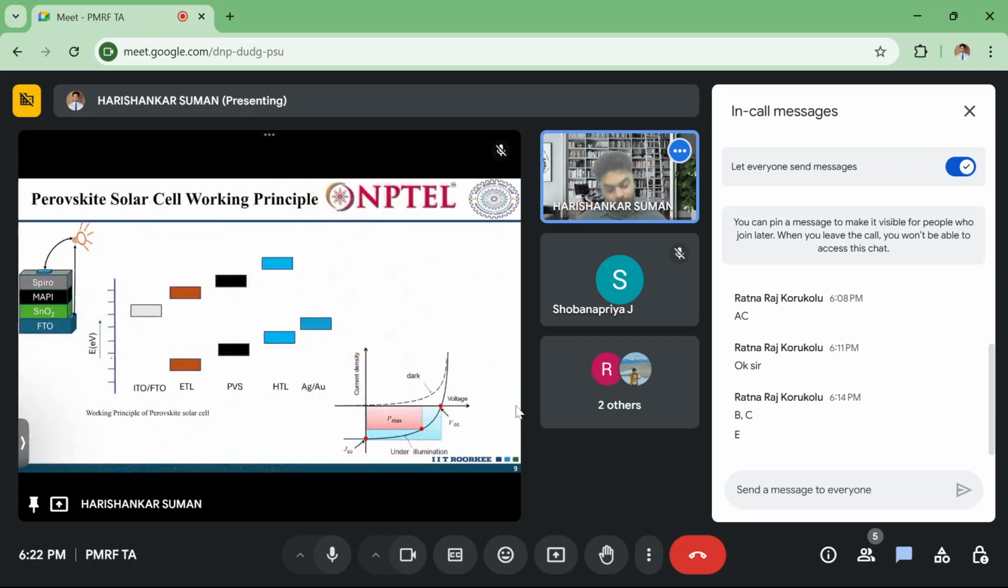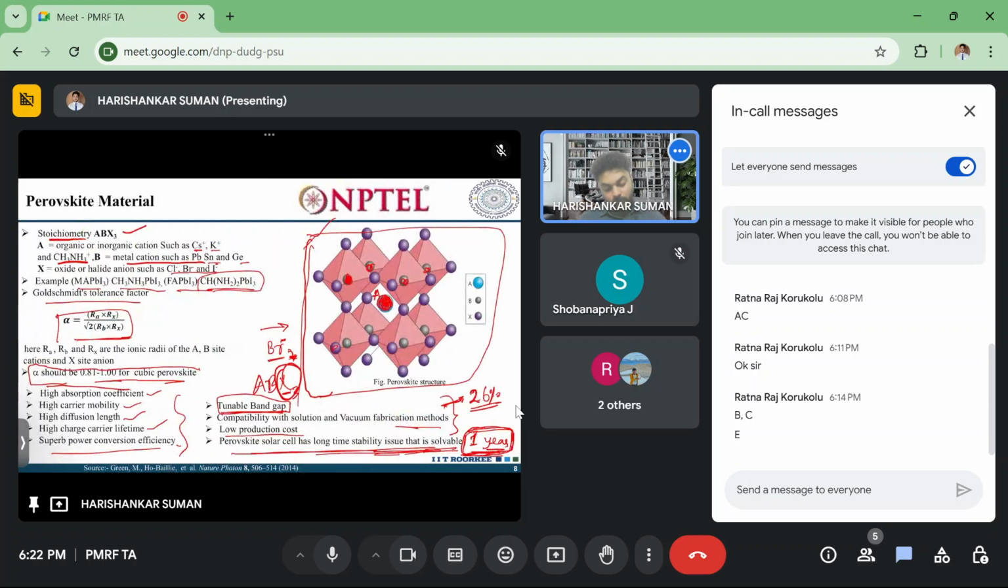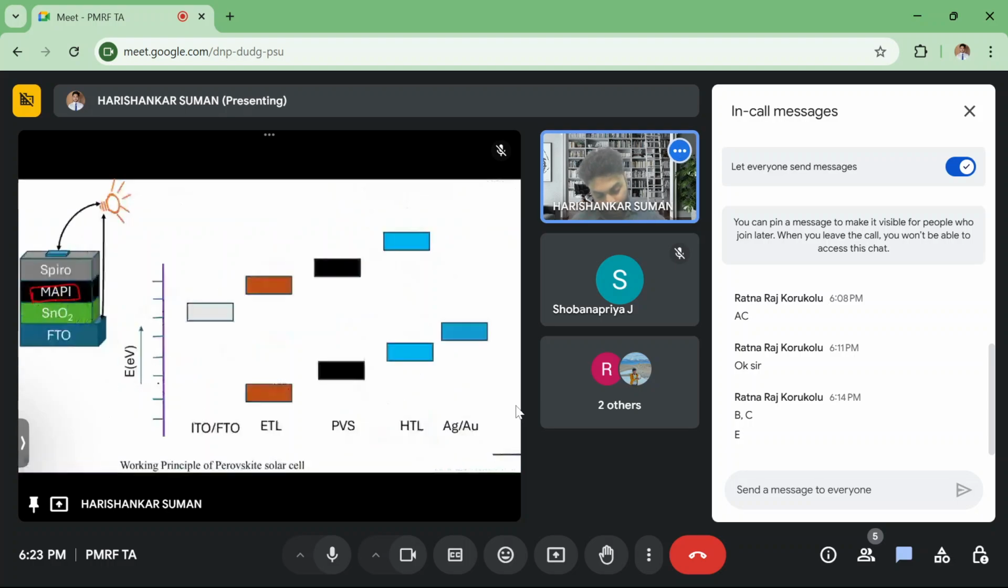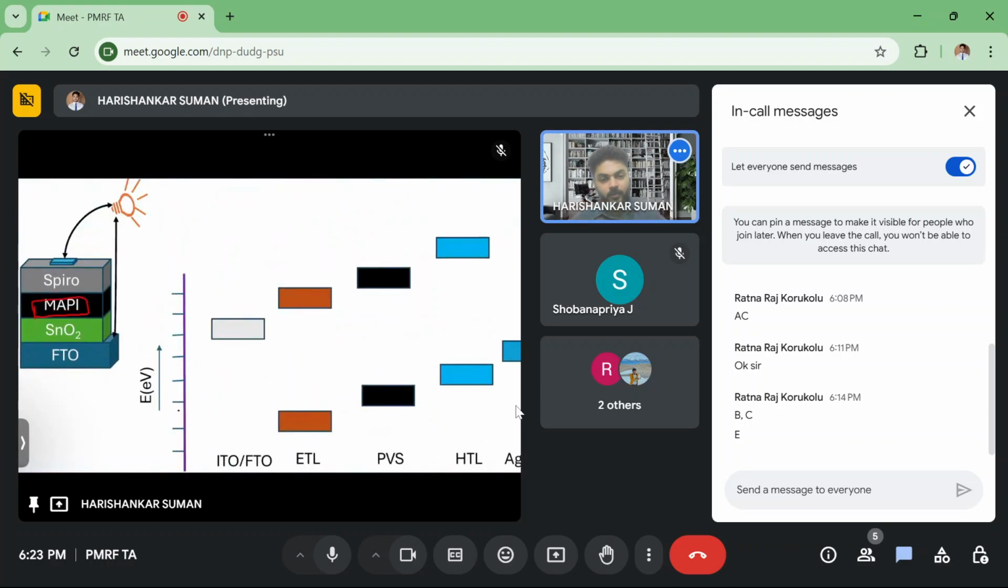Okay, so if you want to know how perovskite works, let's see. This is perovskite, let's say MAPI. This is the perovskite material, you can see. If electron and hole are generated in this absorber layer, they are separated. Electron is transferred by SnO2 and hole is transferred by a hole transport layer.